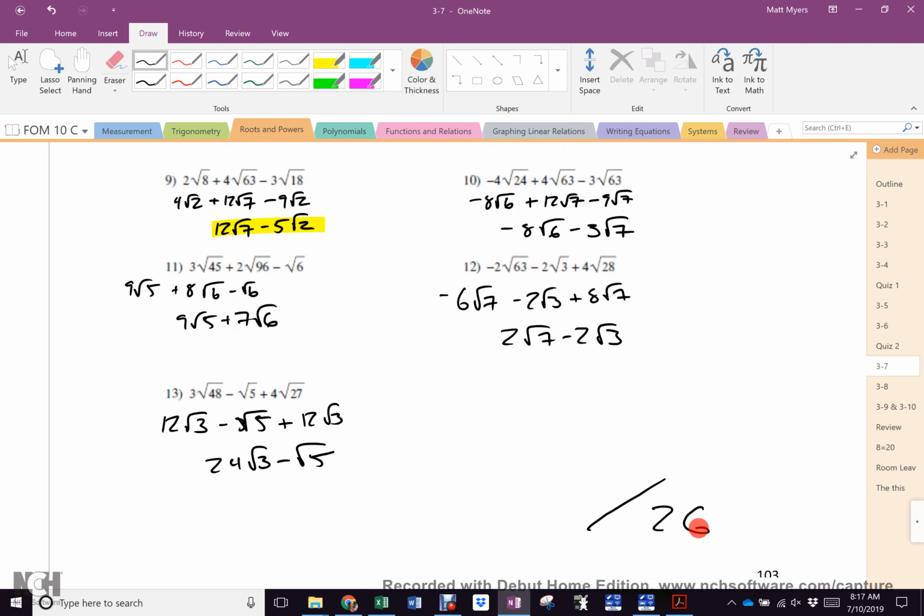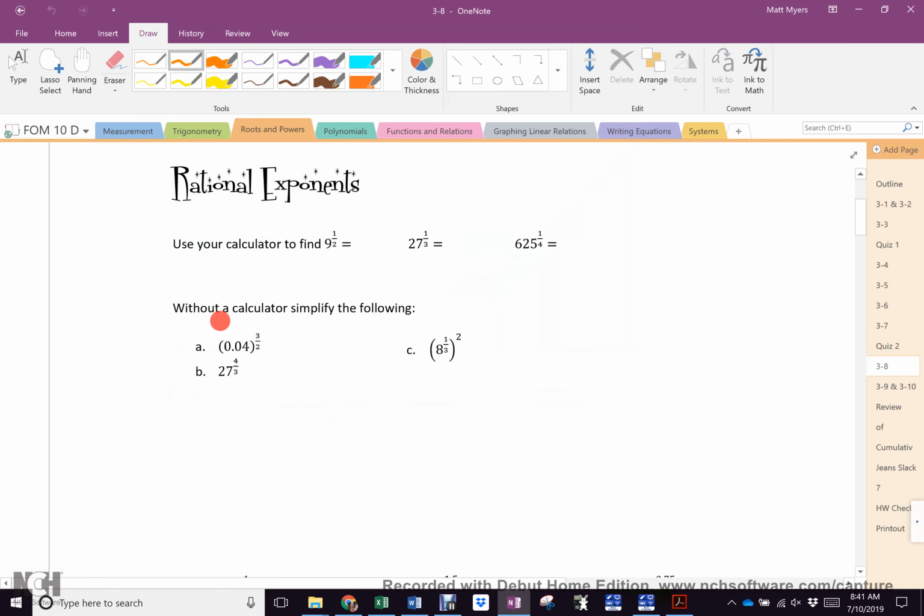Okay. What's next? Let's go over our cumulative review. You all don't need me. You can do these with your calculator. If you can't remember how to do exponents with your calculator, I will remind you.